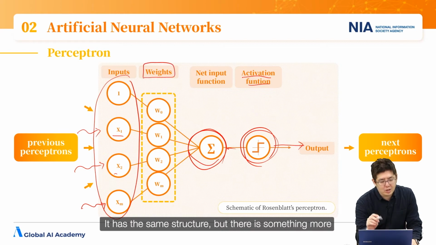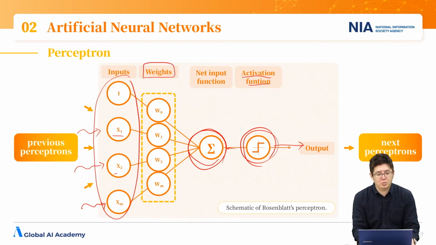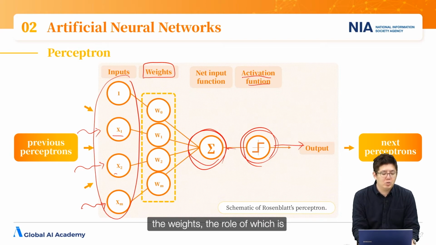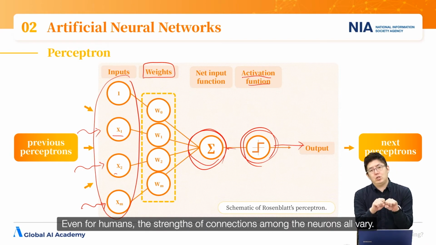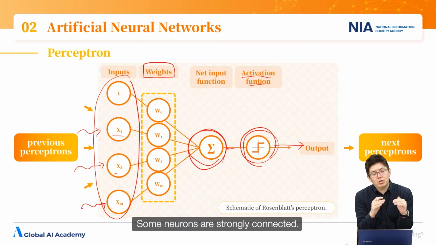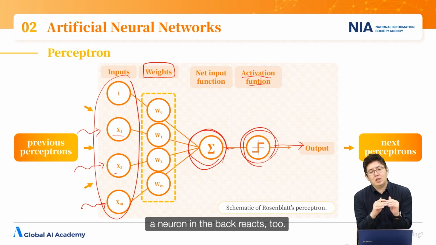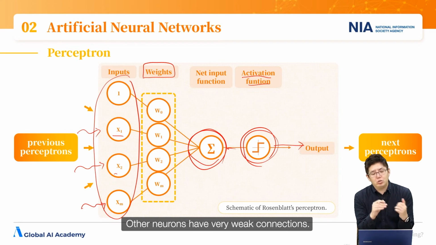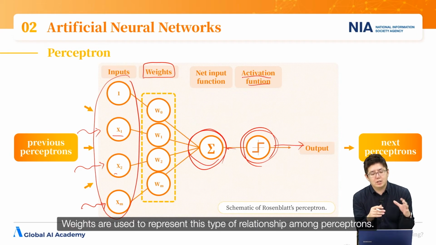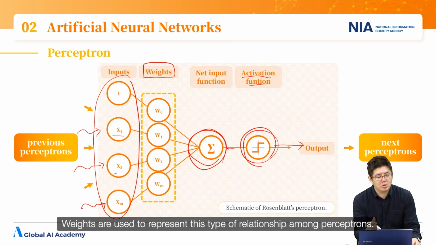It has the same structure, but there is something more: the weights. Their role is this: even for humans, the strengths of connections among the neurons all vary. Some neurons are strongly connected. It means, with such strong connections, if a neuron in front reacts, a neuron in the back reacts, too. Other neurons have very weak connections. Weights are used to represent this type of relationship among perceptrons.